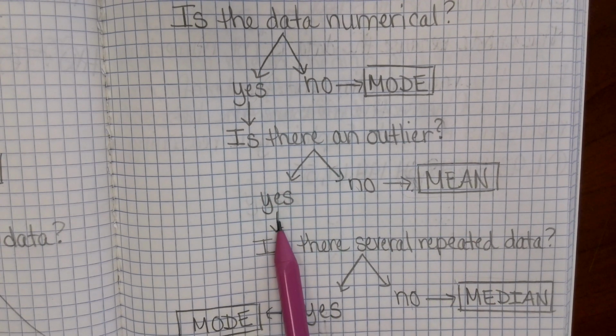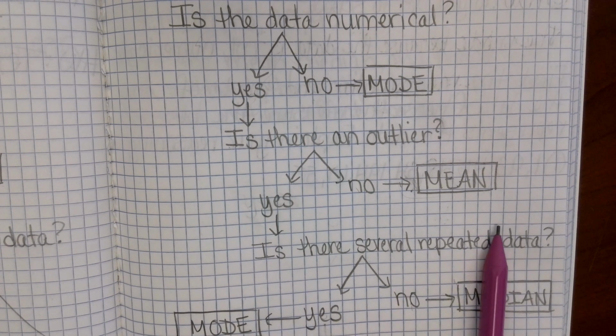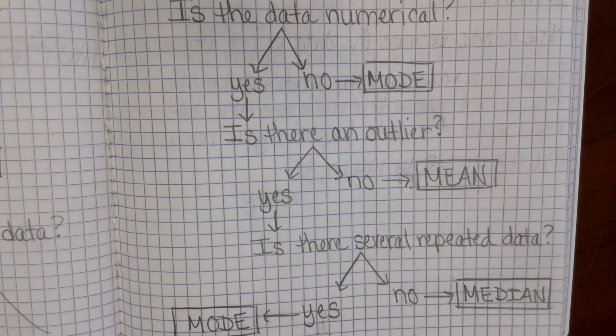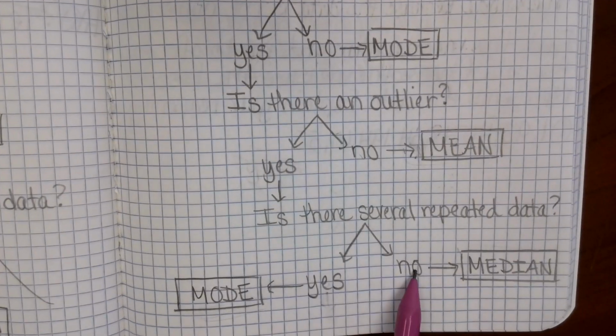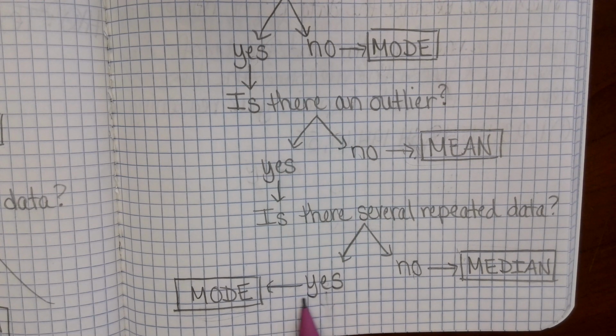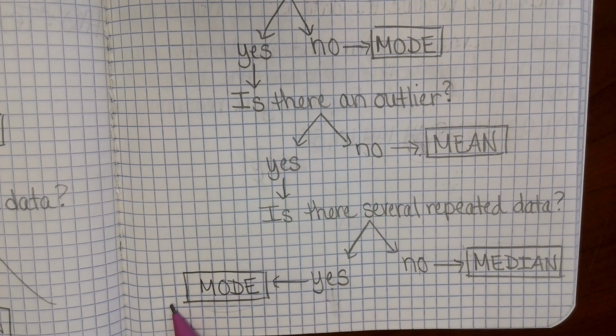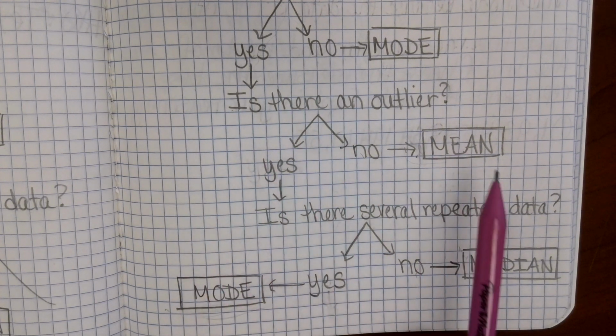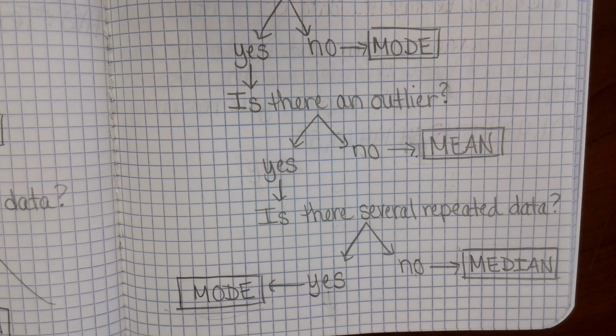If you answer yes, then you're going to ask yourself this next question: is there several repeated data? If you answer no, then you want to use the median. Remember, that's going to be that middle number. If you answer yes, then it's going to be the mode again. Okay, so please refer back to this. At any time, you're able to pause the video and take notes.